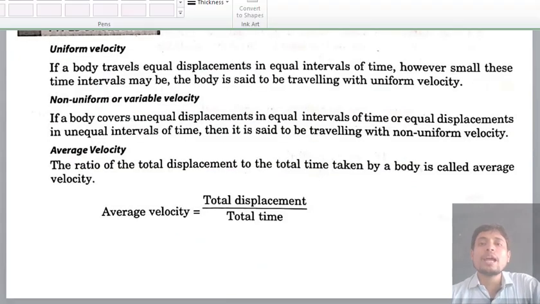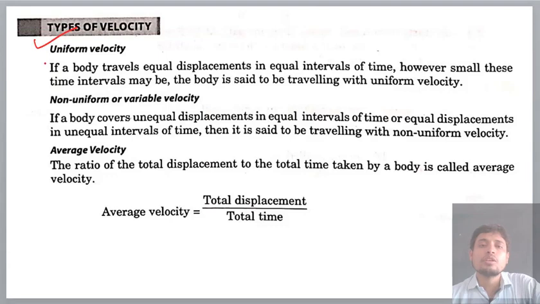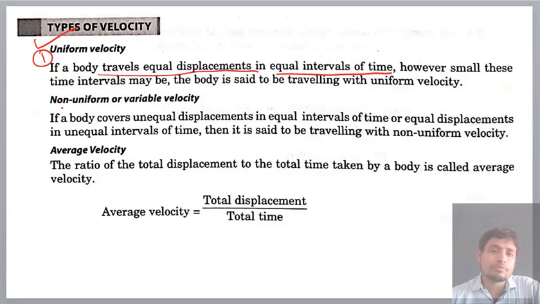Now, types of the velocity. First is the uniform velocity. For the uniform velocity, if the body covers equal displacement in equal intervals of time, then it will be called the uniform velocity. Similarly, non-uniform velocity: if the body covers unequal displacement in equal intervals of time, that will be called the non-uniform velocity or the variable velocity.